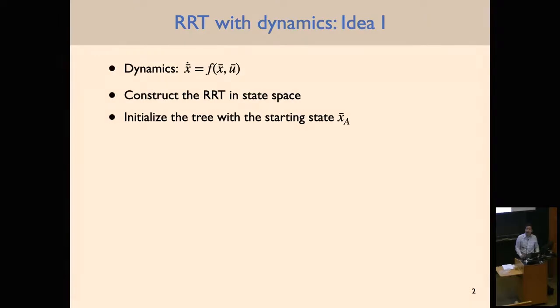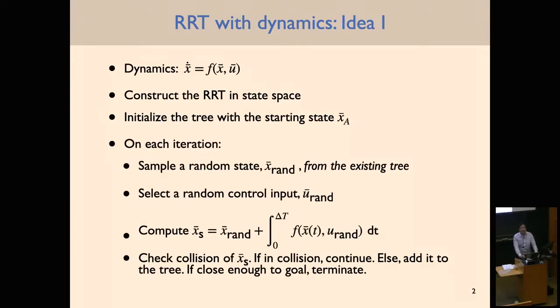Here's one idea. We're going to propose some algorithms, see whether or not they work well, and then try to improve our algorithm. So this is idea number one. On each iteration of the RRT algorithm, we're going to randomly sample a state from the existing tree. You initialize the tree with the starting state, which we're going to call XA. So in the first iteration, you just sample that state. In general, you sample some random configuration from the existing tree.